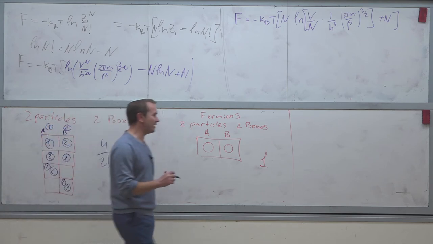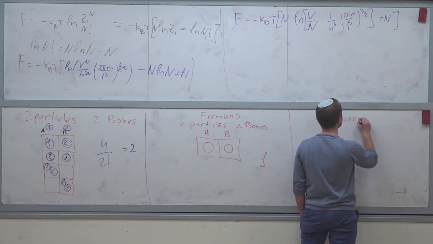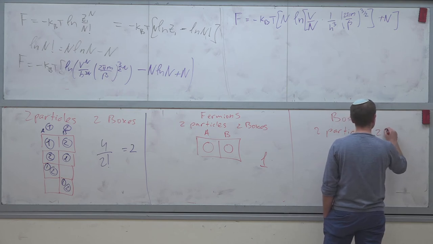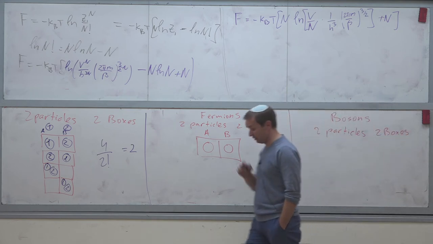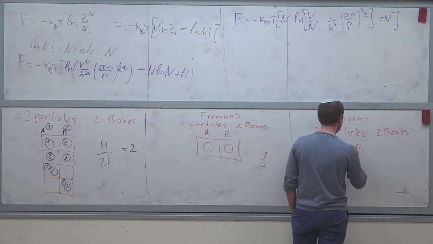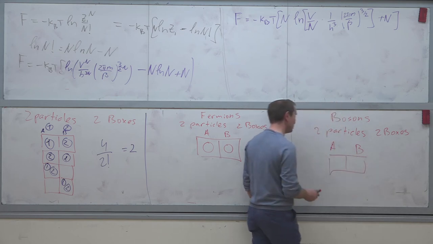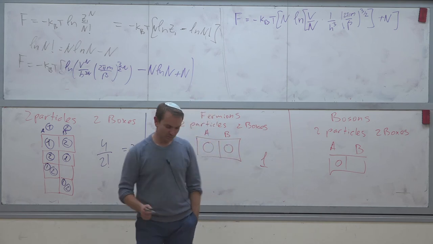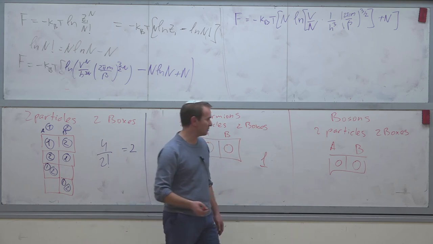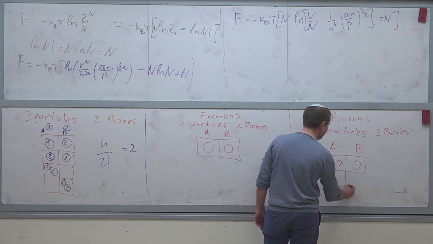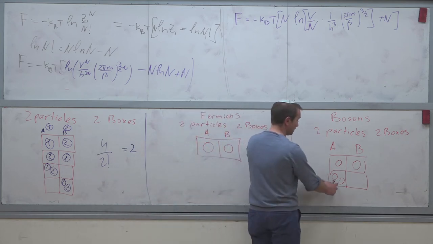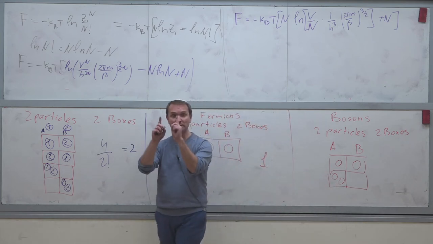What happens if I have bosons? Again, two particles, two boxes. The particles are indistinguishable. So box A, box B. I have a situation where one of the particles is in box A, the other particle is in box B. I cannot swap them. They are completely the same. So this is one state. The other state is two of the particles are in box A. I have an additional state because they can occupy exactly the same state, and a box is a state for a particle.